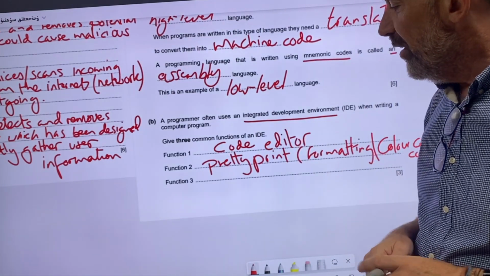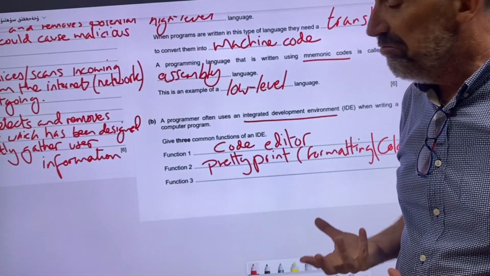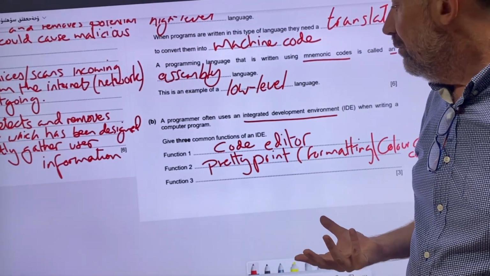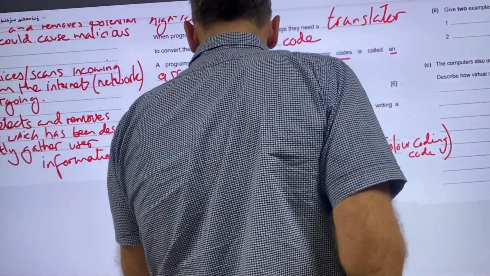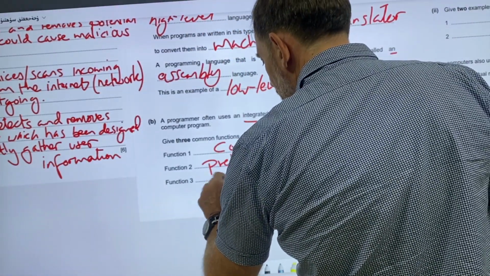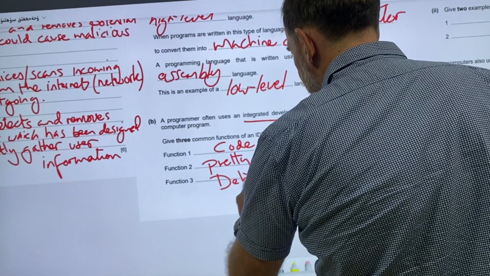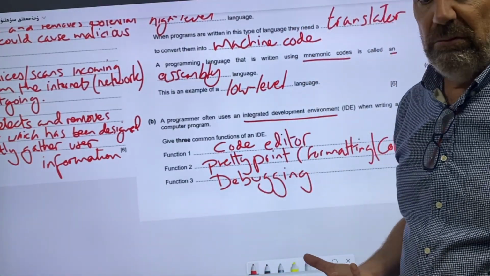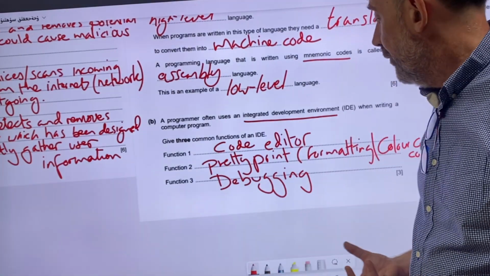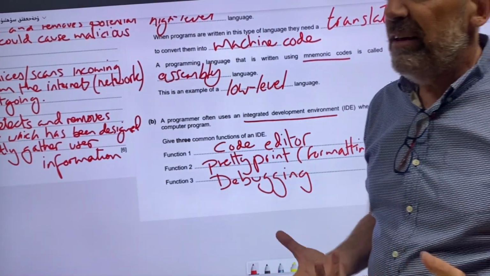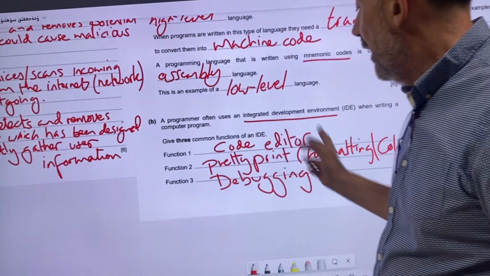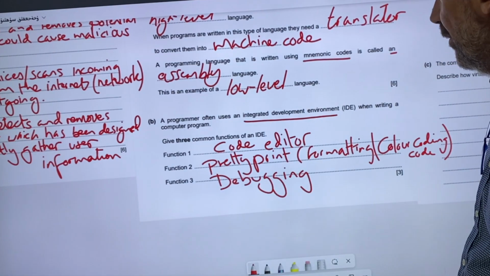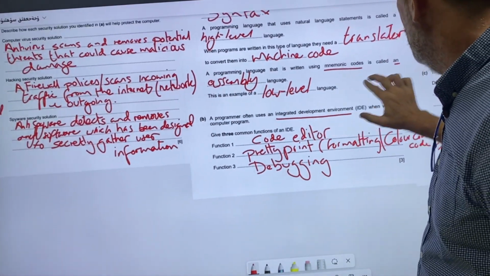Code editing, pretty print. Maybe something like debugging. Or translating. Debugging, maybe translating, compiling, assembling. Yeah, but code editing, pretty printing, debugging, I think that's more than enough. Okay? Yep.